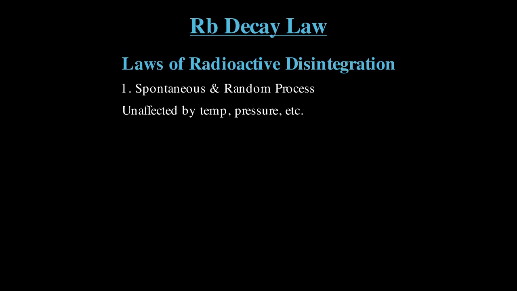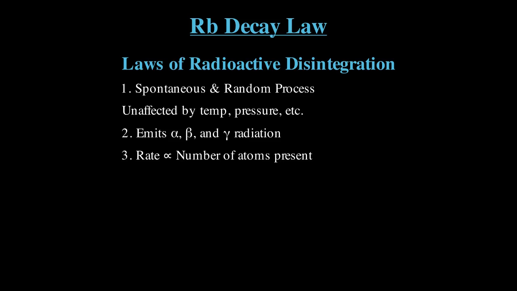Second, during disintegration, an unstable atom emits either an alpha particle or a beta particle, often followed by a gamma ray. The third and most crucial law for our derivation is that the rate of disintegration at any instant is directly proportional to the number of atoms present at that instant.